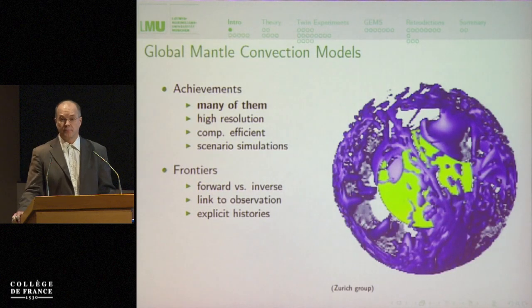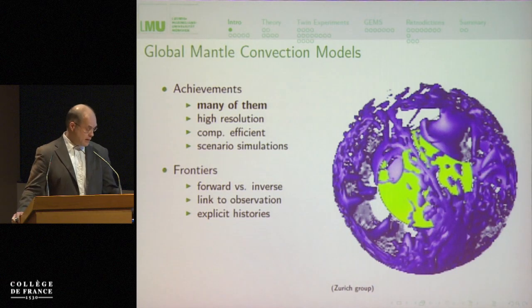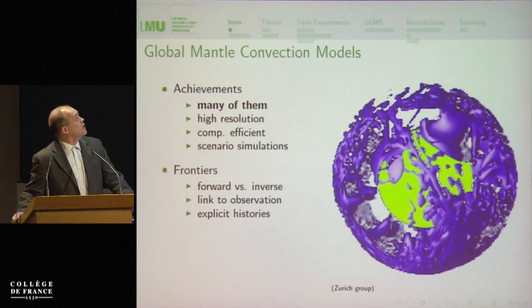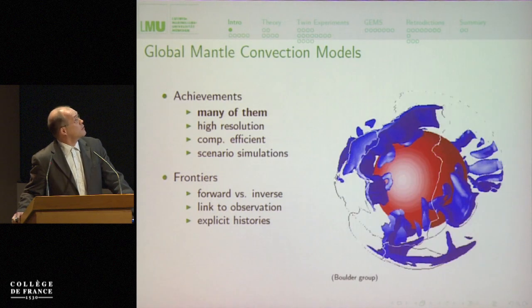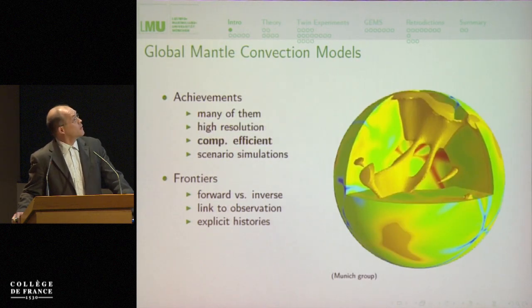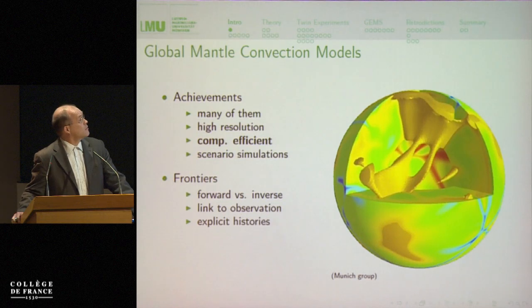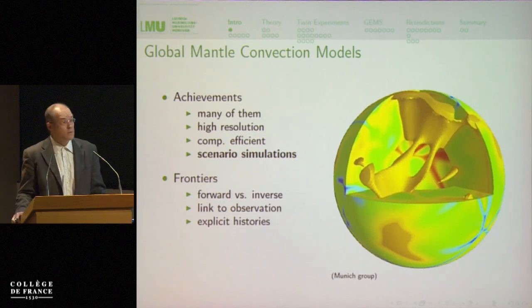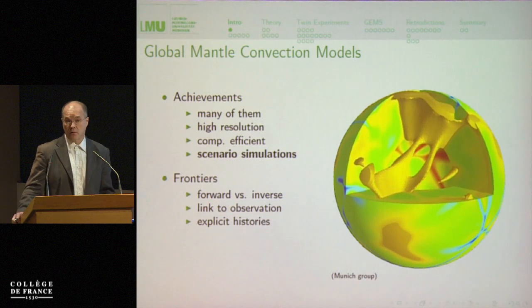This is a quick slide. Computational geodynamicists have made, I think, great progress over the last 20 or so years, right? We have by now a large number of convection models. They have very high resolution. They have great computational efficiency. They allow us to do all kinds of scenario simulations. Where do the frontiers lie? The frontiers really lie in bringing these models much closer to the geological record.